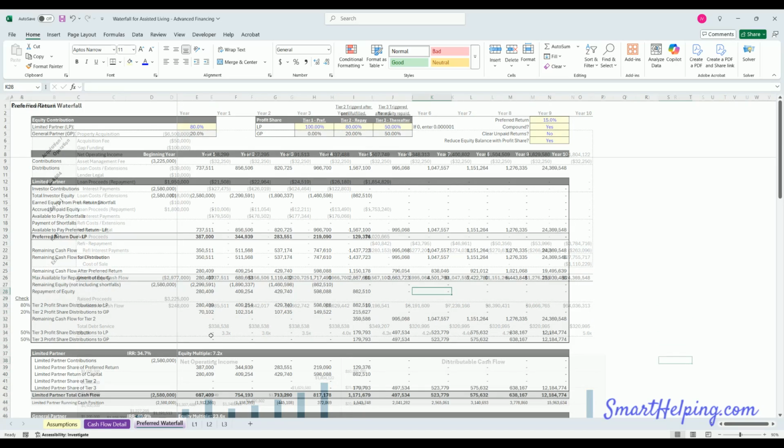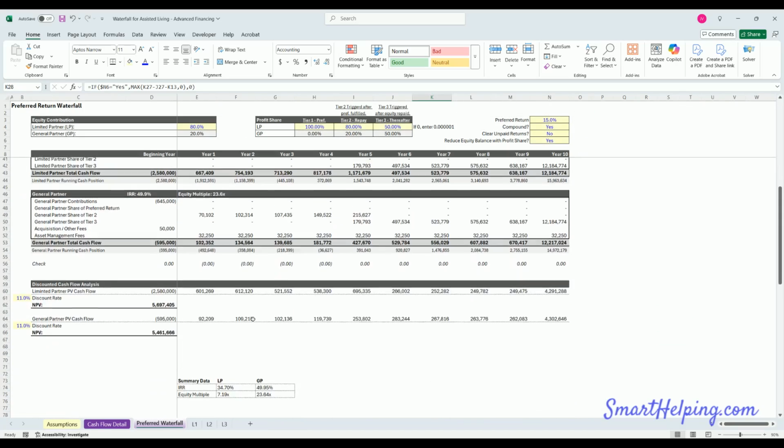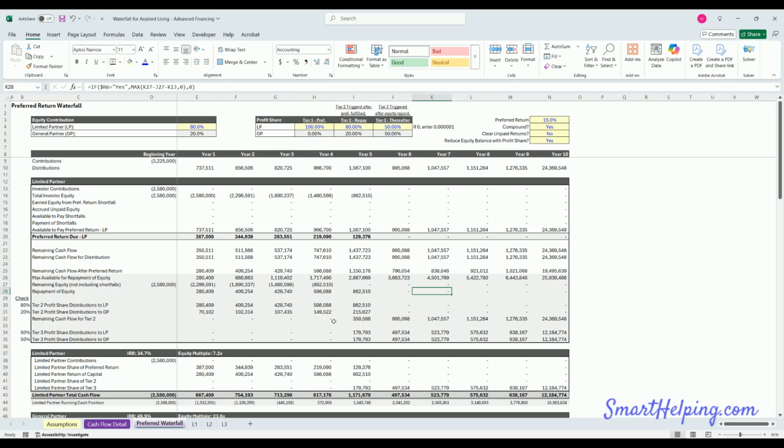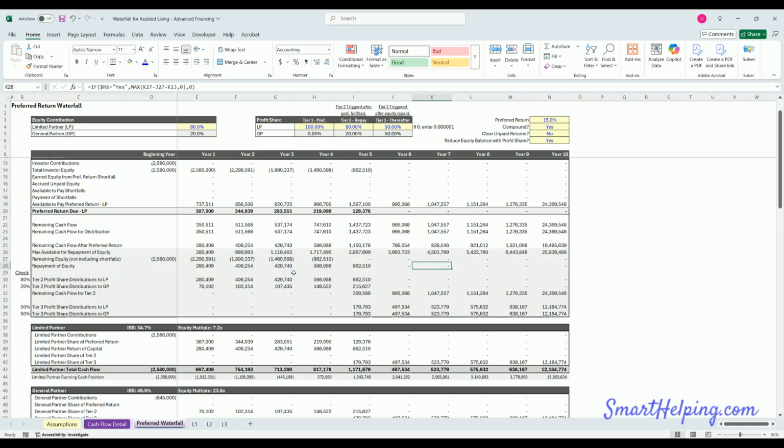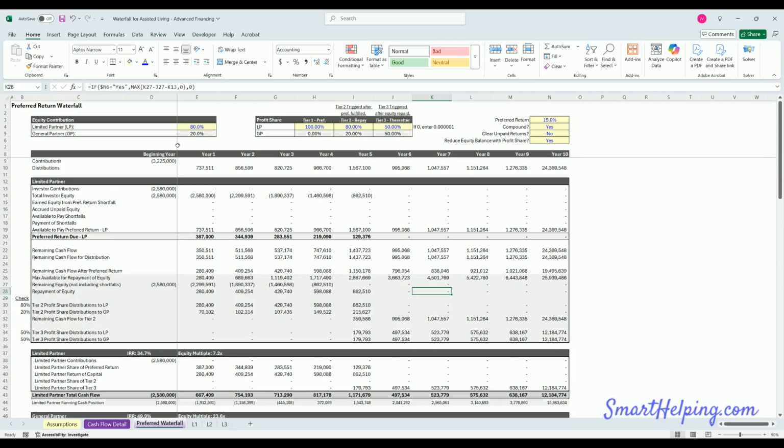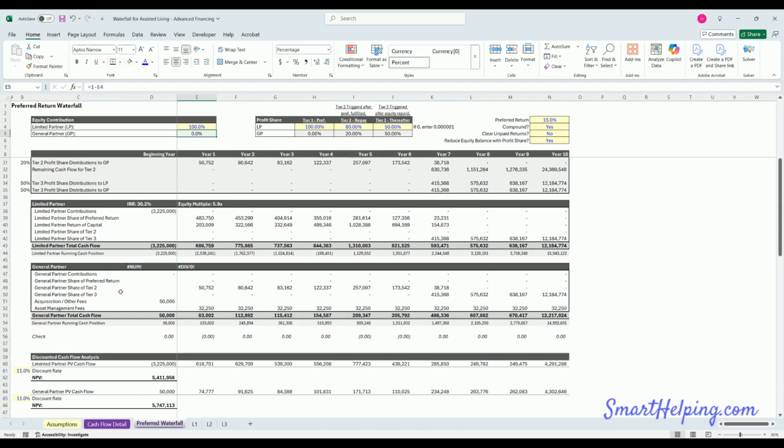Okay, now the preferred return waterfall. I've spent, and this logic here has been 5 years in the making on its own, just to be able to work like you see. So you can put the percentage of the equity contribution that the LP and GP are contributing. It could be anything, maybe 90-10, 100-0. Now if it's 100-0, the GP will not have an IRR because they're not contributing any money.